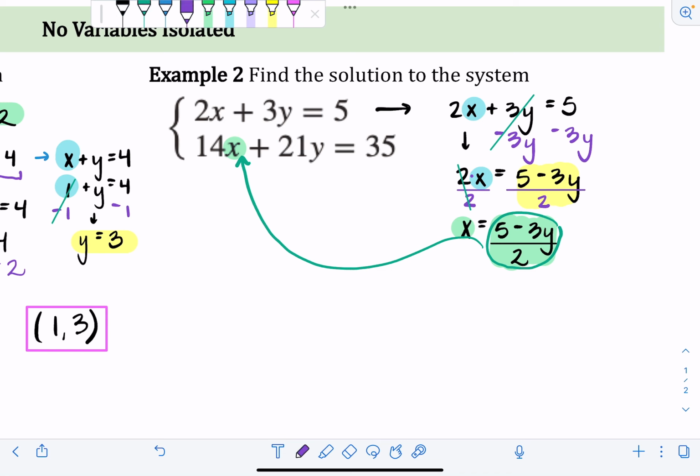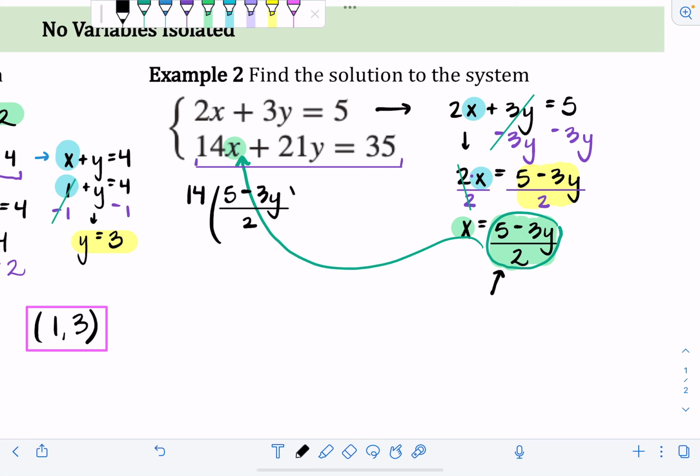So the second equation is going to be my shell, my base. It'll be 14, and then instead of times x, it's going to be times this. So big parentheses, 5 minus 3y over 2. And then the rest of the equation stays the same: plus 21y equals 35.